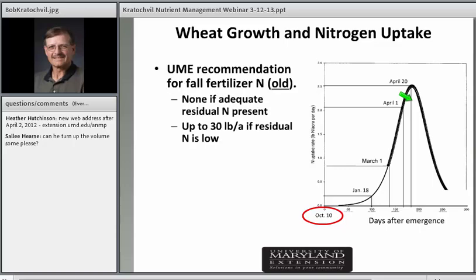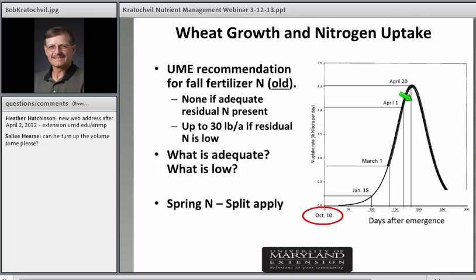The old recommendation for fall fertilizer nitrogen was there was none required if you have an adequate amount of residual N present, and if you didn't have an adequate amount, you could use 30 pounds of nitrogen. However, there was no description of what adequate meant. There was no description of what low meant. And of course then the goal is, if you're not using any fall nitrogen, to get that spring nitrogen supplied at a point in time that you start getting rapid growth in the spring.